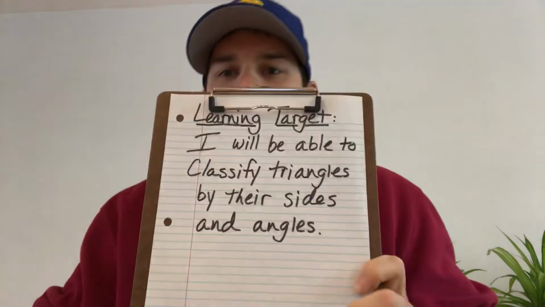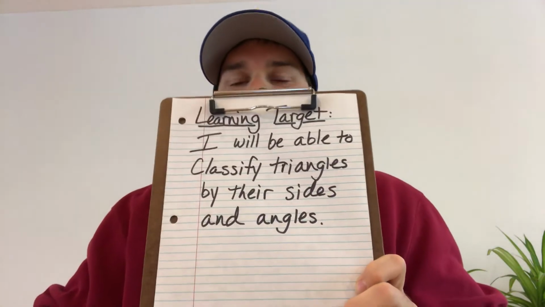Previously in the week, you had worked on classifying triangles by the length of their sides. The week before that, you'd worked on naming triangles, so triangle ABC, triangle BAC, and things like that. And you also worked last week on classifying triangles by their angles. So today we're going to combine the last two, which is classifying triangles by both their angles and their sides. Our learning target today is: I will be able to classify triangles by their sides and angles. All right, that is our goal today.